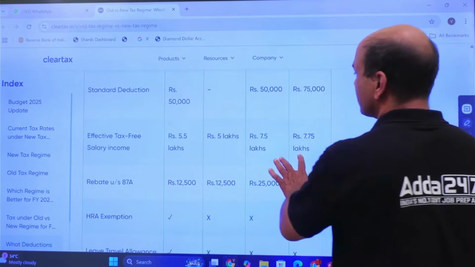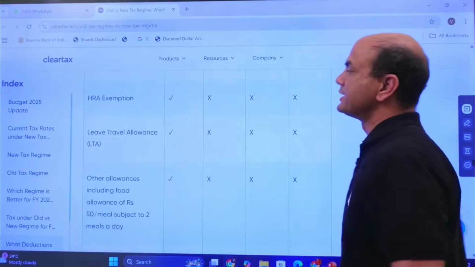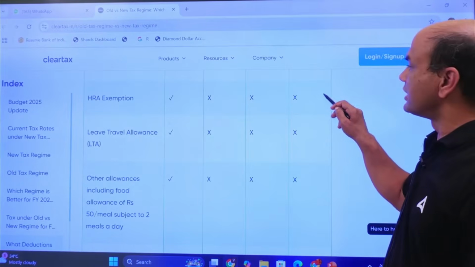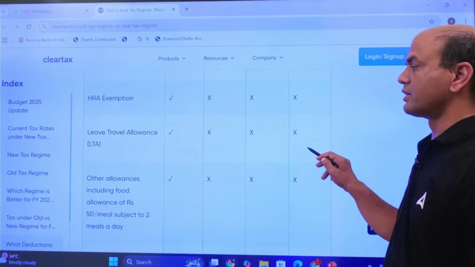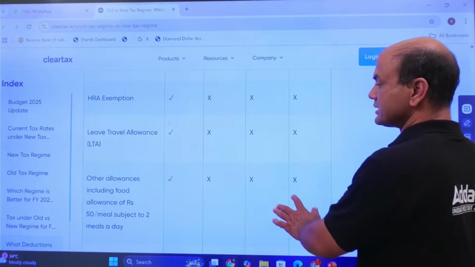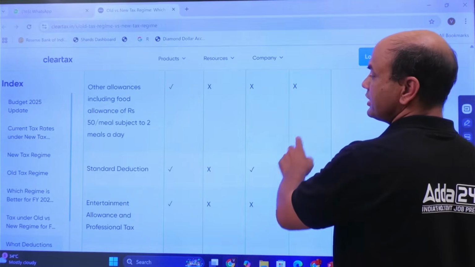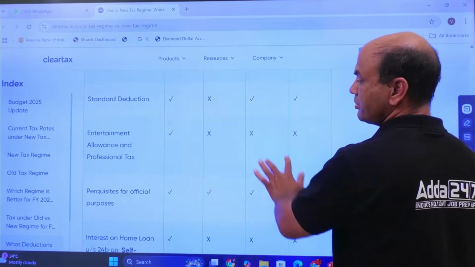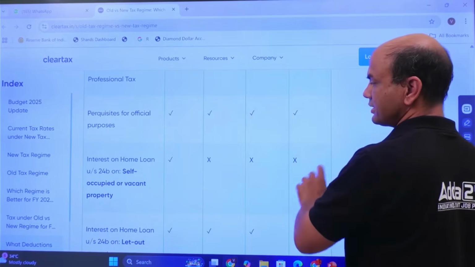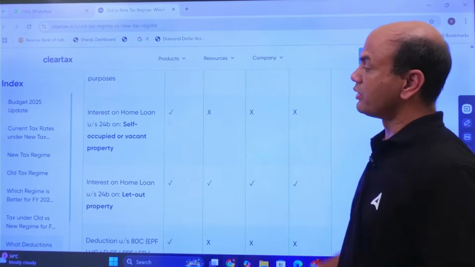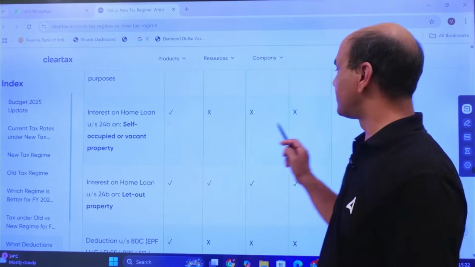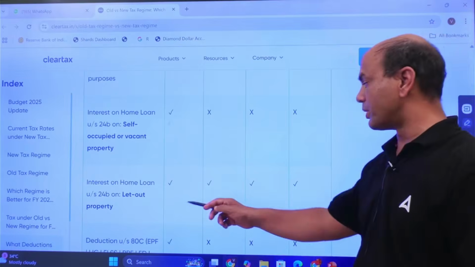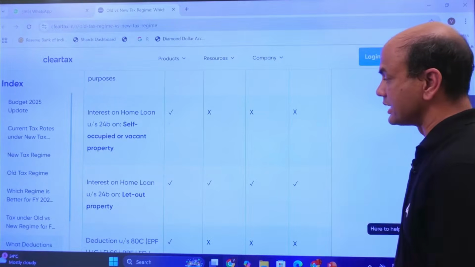Then next, look at the exemptions. HRA exemption is not there in the new tax regime. LTA allowance, not there. Other allowances including food, beverages, etc., not there. Standard deduction is there, 75,000. Entertainment allowance, not there. Perquisites for official purpose, it is there. Interest on home loan under 24B, self-occupied or vacant property, not there. So you don't have 24B also now. Let out property is there, so that is allowed.